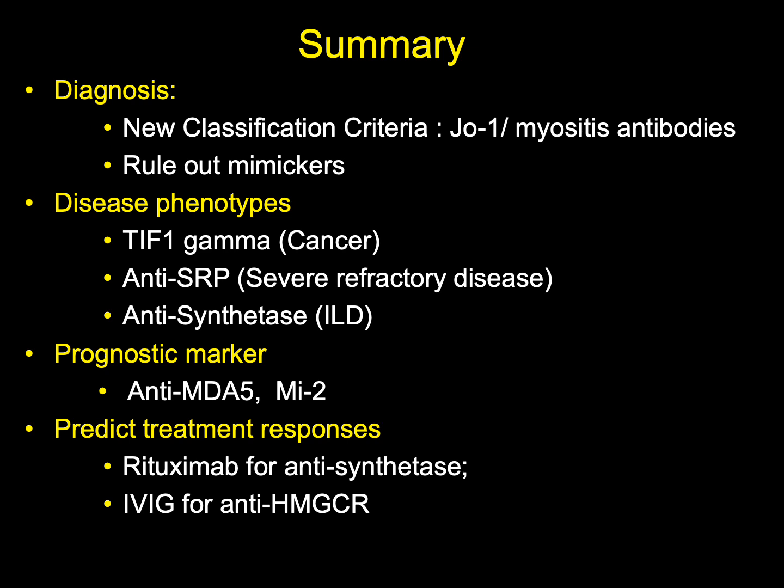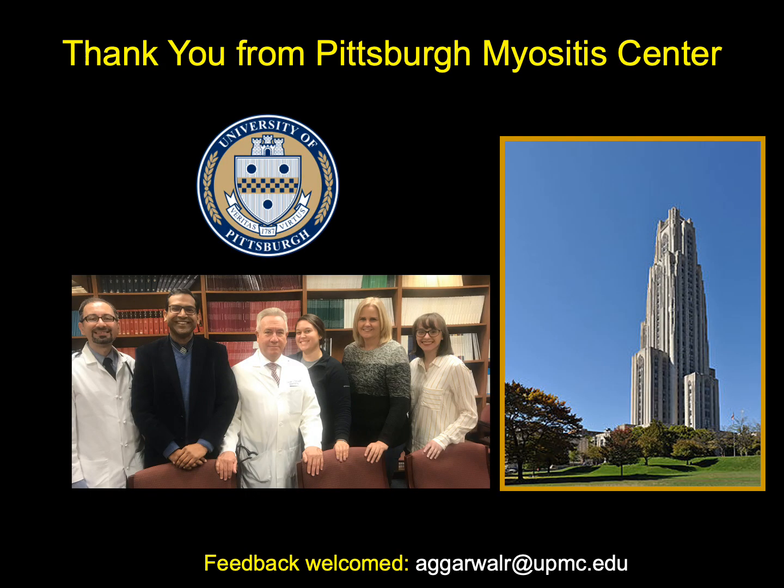Next, we can actually use these antibodies as a prognostic marker. Having Mi-2 is a good prognostic marker. You're likely going to have a good outcome, and having anti-MDA5 antibody is a bad prognostic marker because we lose 20-30% of patients early due to progressive lung disease. These antibodies can also help in predicting treatment responses, as I previously talked about, using rituximab for anti-synthetase syndrome or IVIG for necrotizing myopathy or anti-HMGCR antibody.